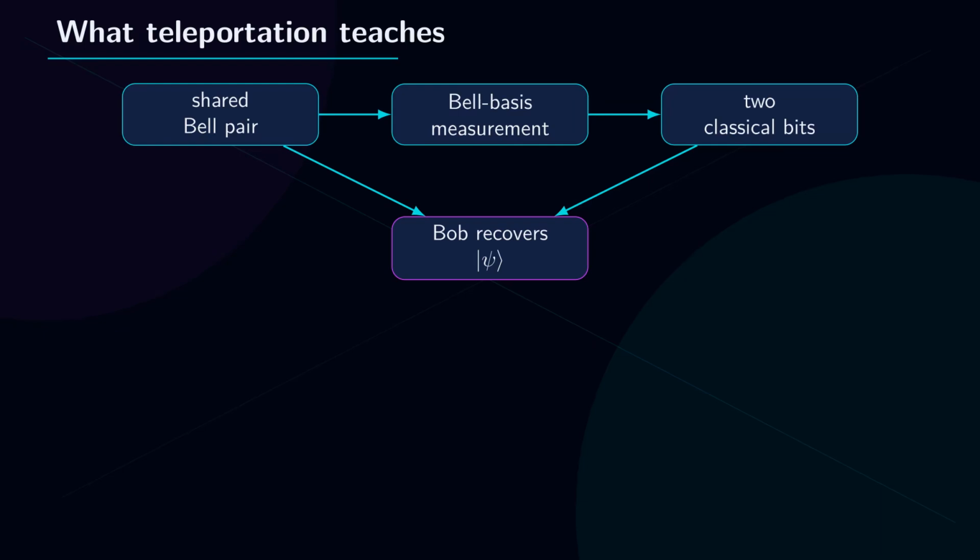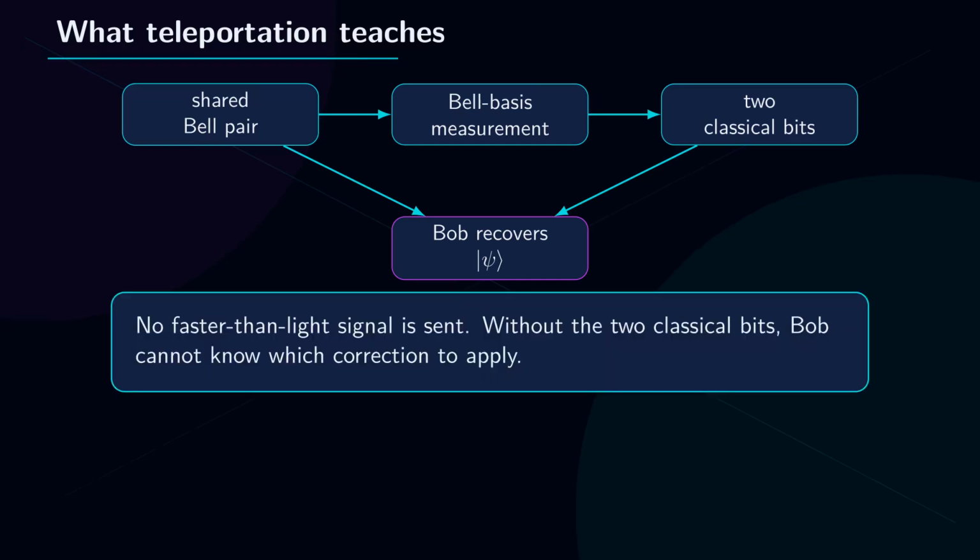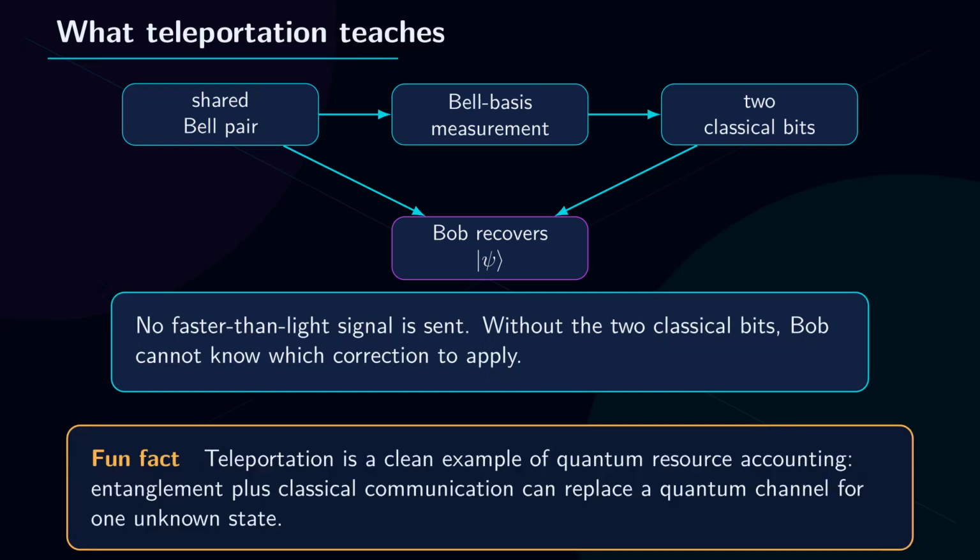Teleportation teaches resource conversion. A shared Bell pair is not a message by itself. Alice's measurement alone is not enough. The 2 classical bits alone are not enough. But together, shared entanglement and classical communication can replace a direct quantum channel for one unknown state. There is no faster-than-light signal here. Bob needs Alice's classical message before he knows which correction to apply. The protocol respects relativity and the no-cloning theorem.